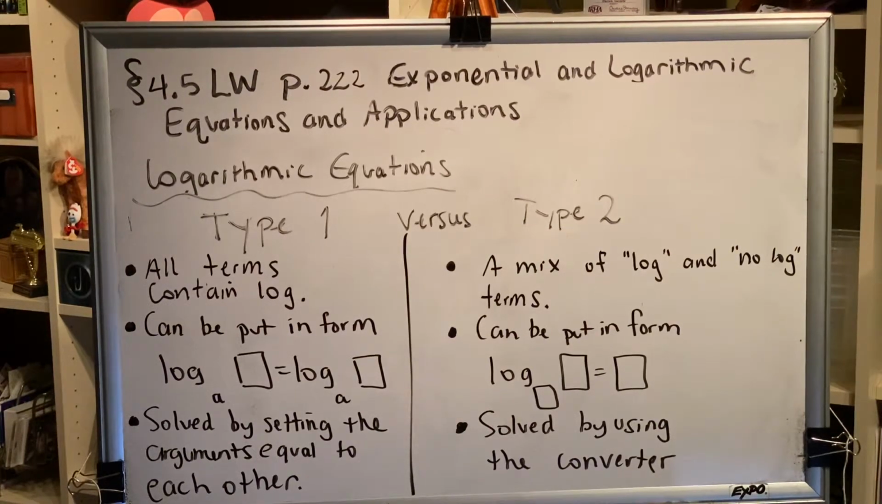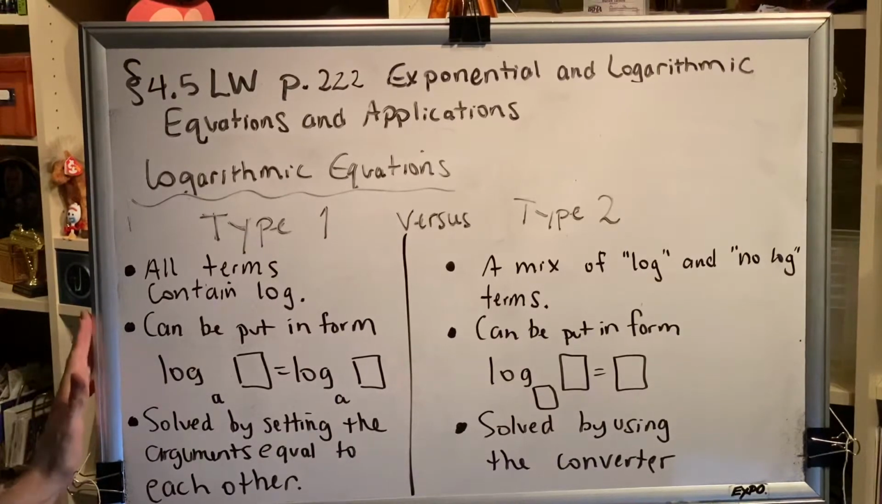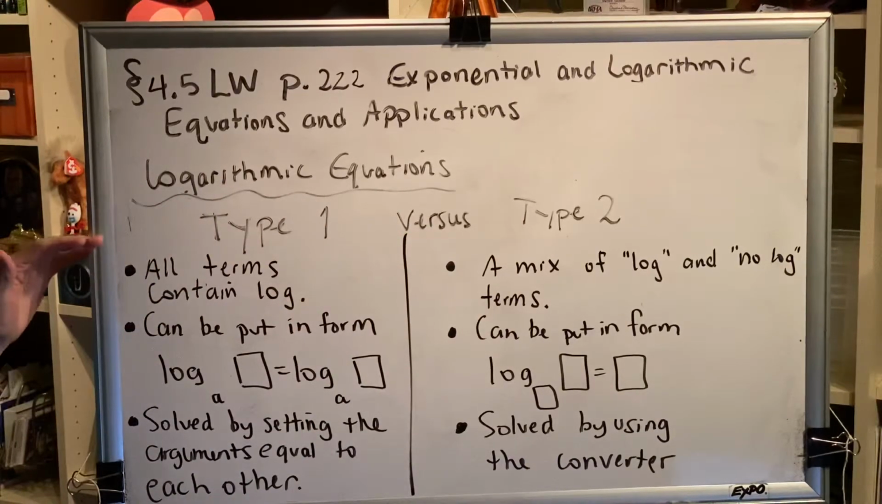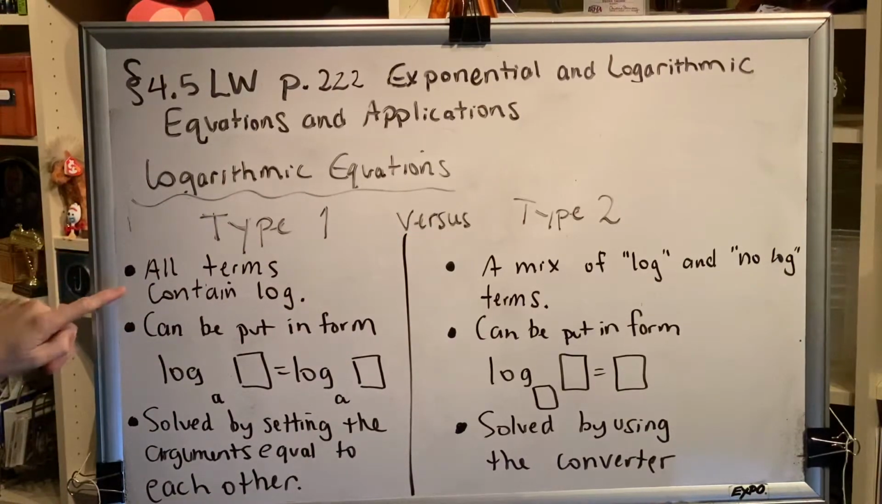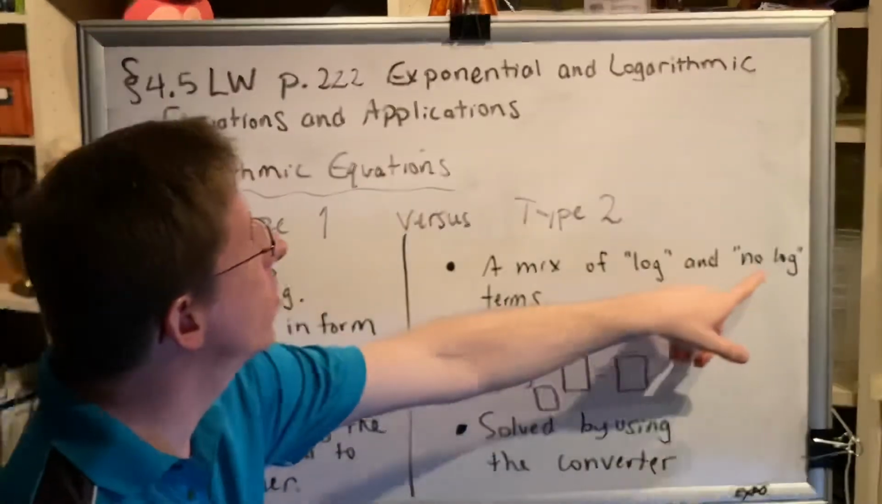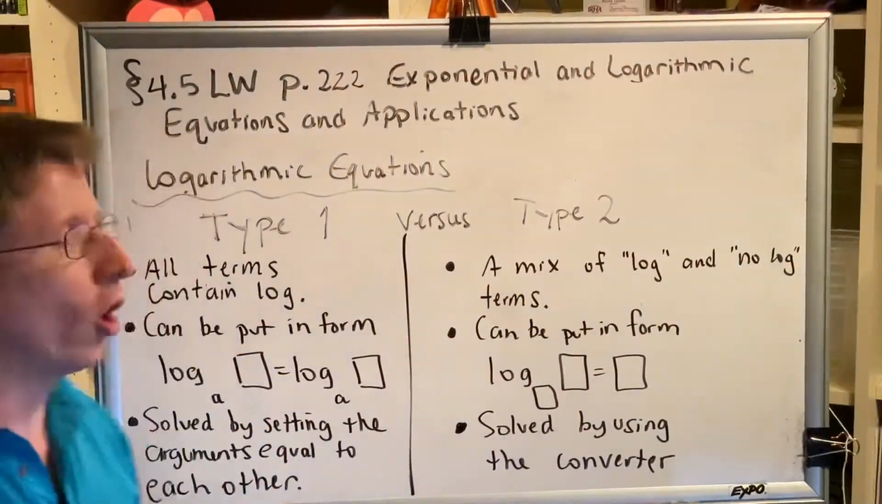Now that we've completed all problems involving logarithmic equations, we're ready to compare the two different types of problems that we saw. Type 1 versus type 2. With a type 1 problem, what it will look like in the beginning is that all terms will contain log, and they will all have the same base. In a type 2 problem, there'll be a mixture of log terms and terms that do not contain log.